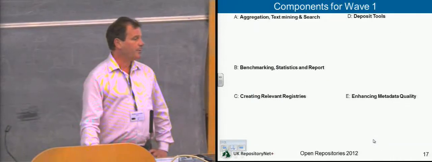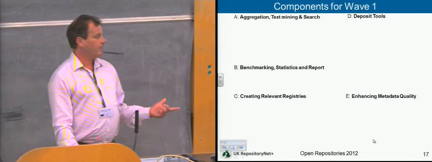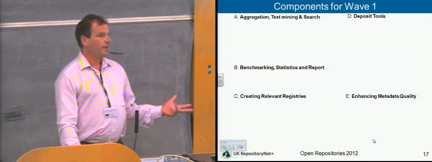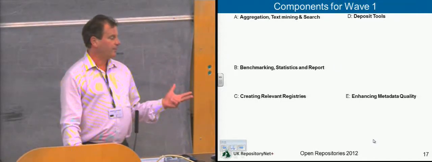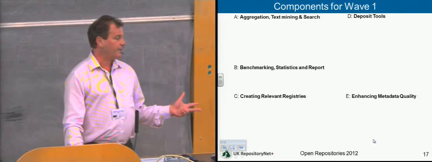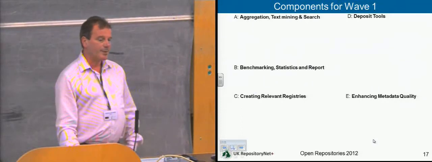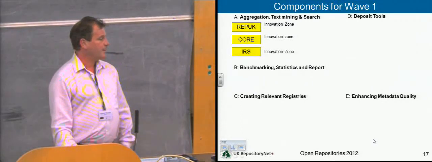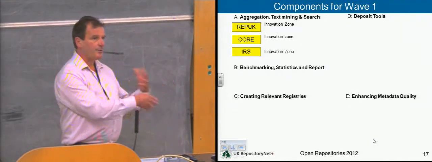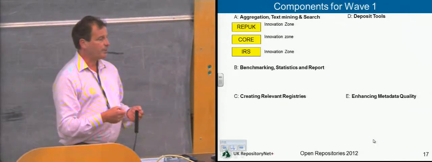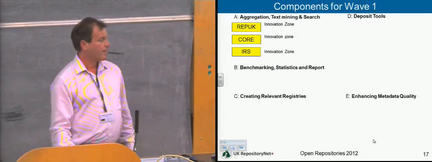So the components that we've got in Wave 1, we broke these down to five areas of search, benchmarking, reporting, a registry of IRs, open access IRs, deposit tools, and tools to enhance metadata quality. And from that, as I say, we had three candidates for search. They've all been put in the innovation zone, and the research that we've commissioned will help us to understand how we can bring these into service in a meaningful way.